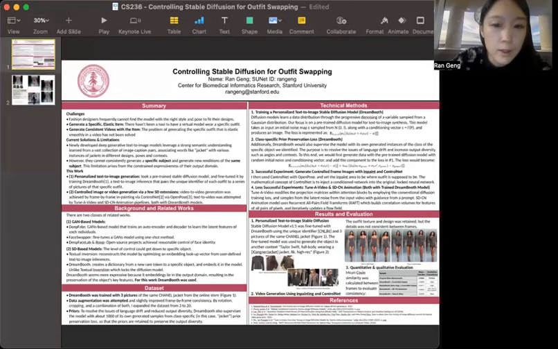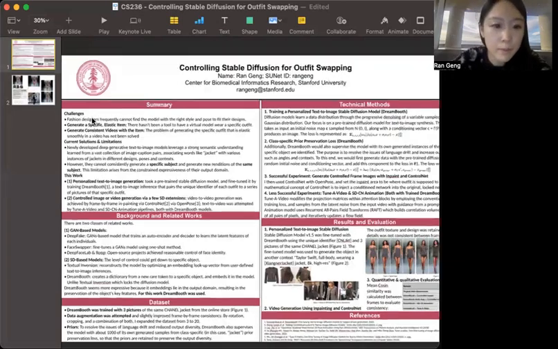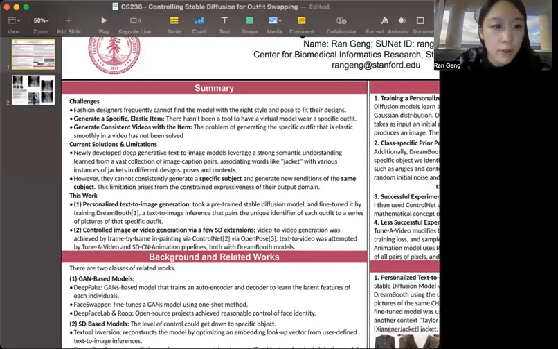Hello, everyone. Today I will present to you my work on controlling Stable Diffusion for outfit swapping. The problem we're solving is a consistent outfit swapping problem for images and videos, which is mostly faced in the fashion business. The challenge is twofold.